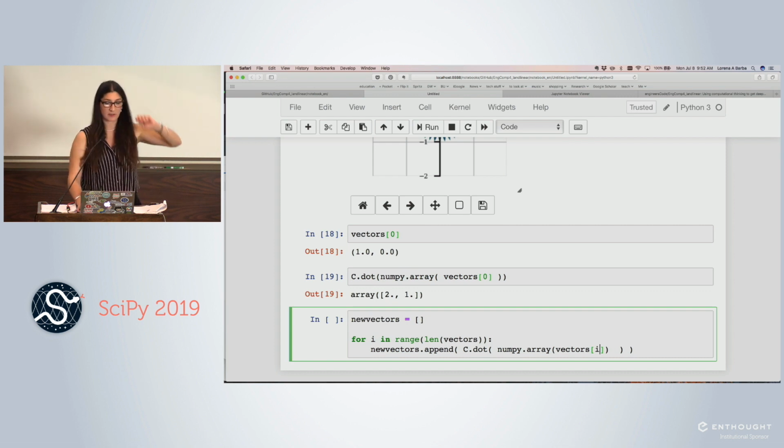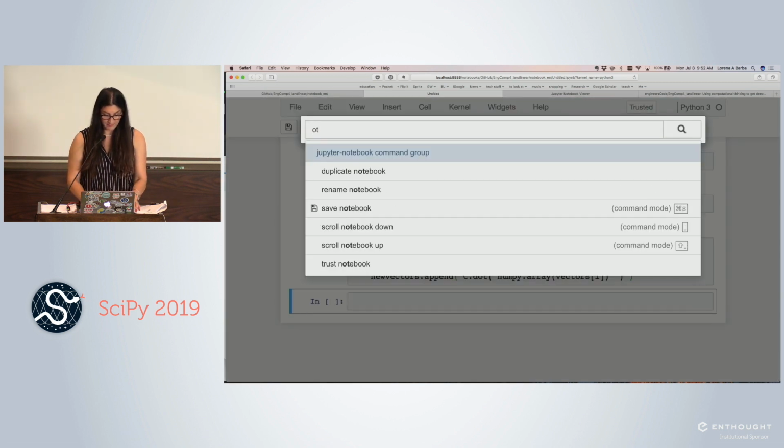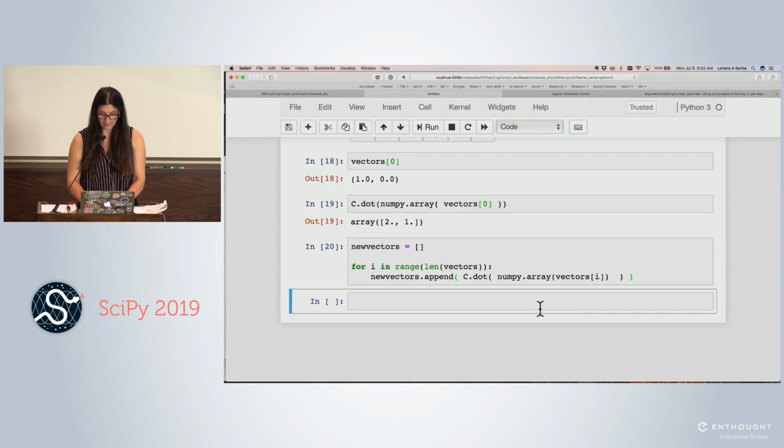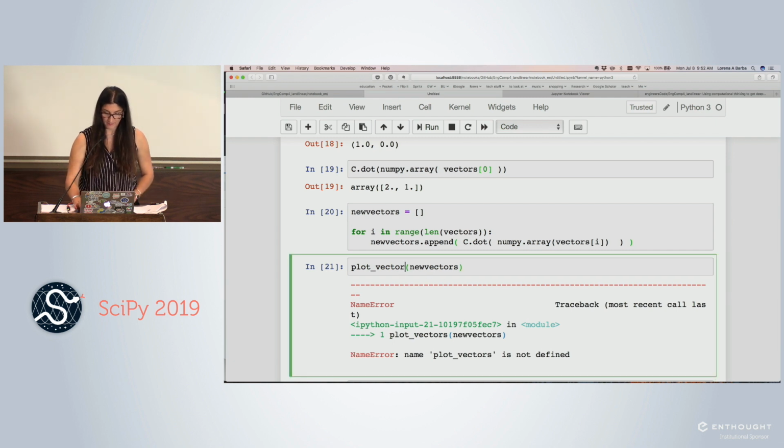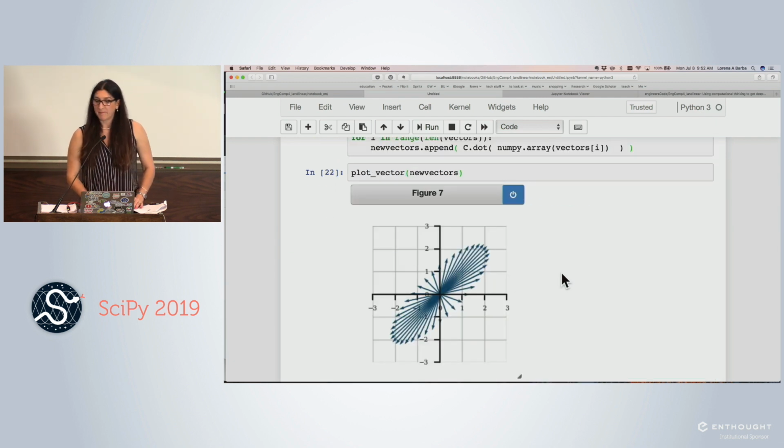We're taking each one of those vectors around the unit circle, multiplying it by C, appending it to a new list, and now we can plot vectors with the new vectors. And here it is. That's very neat. Our vectors whose heads landed on the unit circle got transformed to now trace an ellipse.